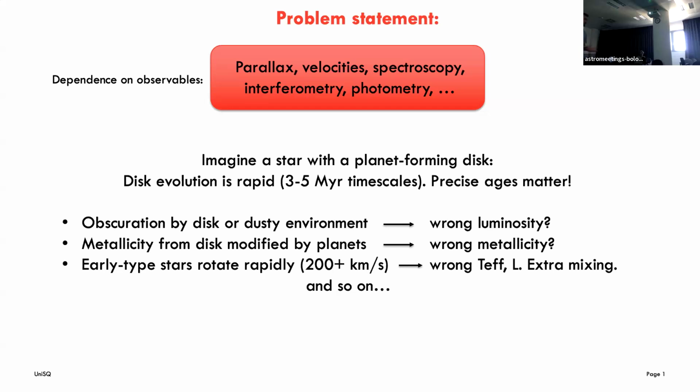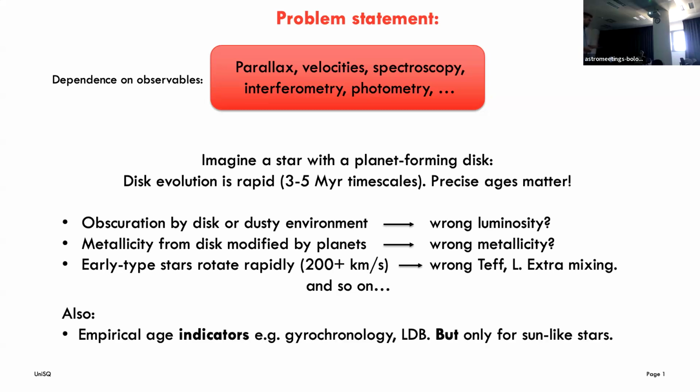Early type stars might rotate rapidly. In fact, the mean of the rotation velocity distribution is around 150 kilometers per second for mid-A stars, and some stars rotate more rapidly than that even, and that causes stars to become oblate, and so they have different temperatures and luminosities compared to non-rotating stars of the same mass. And that rotation can also give you extra mixing, which changes your main sequence turnoff. So as you can see, there are many effects here that can be problematic.